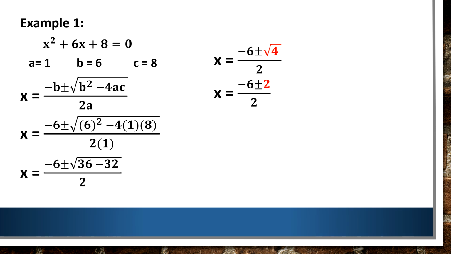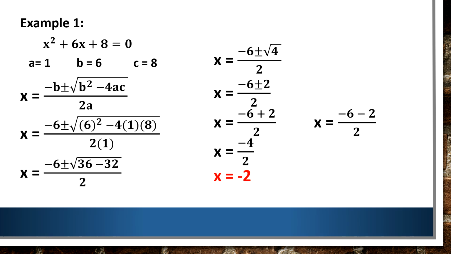Then perform the operation, the plus and minus. But let's go first with the addition. Negative 6 plus 2, negative 4. Then copy the denominator, which is 2. Then divide. Negative 4 divided by 2, negative 2.